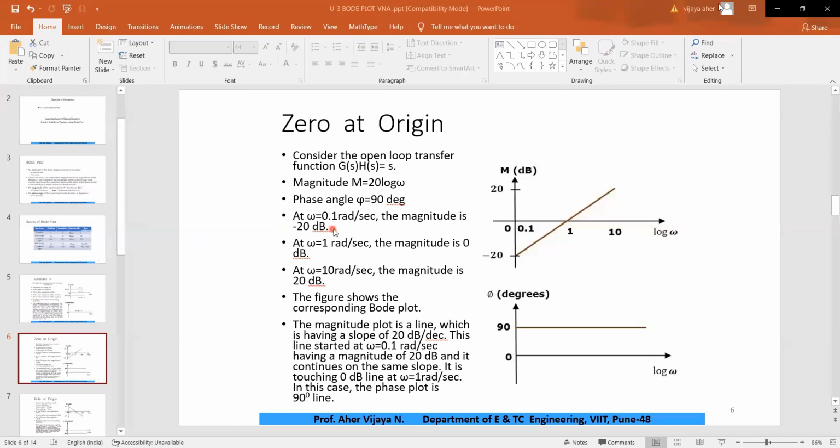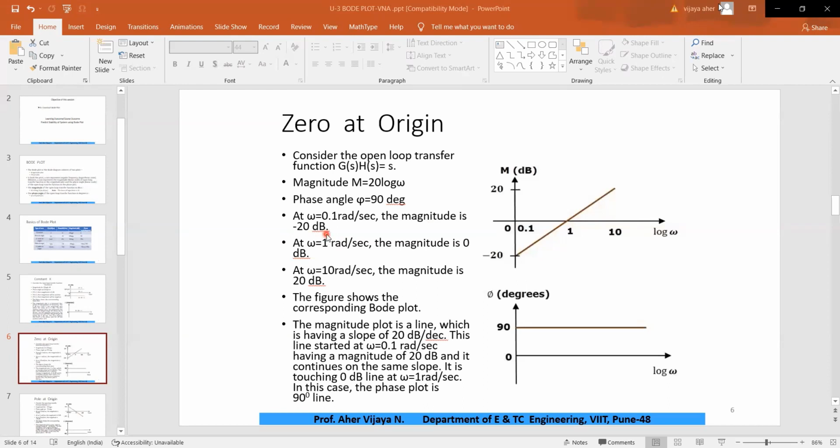At omega equal to 0.1 radian per second. The unit for angular frequency is radian per second. So put omega equal to 0.1 in this equation. Now take 20 log of 0.1 to the base 10. You will get magnitude equal to minus 20 dB, because log of 0.1 is minus 1. So magnitude is equal to minus 20 dB.